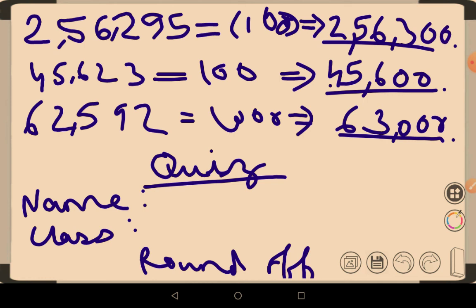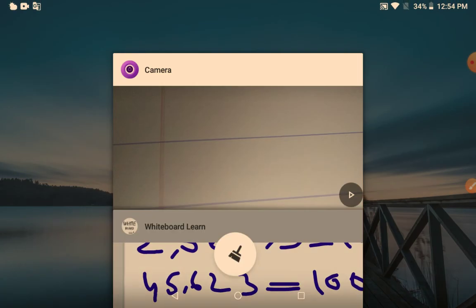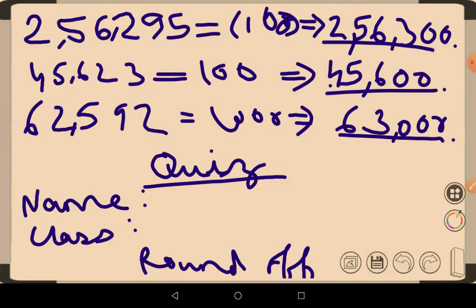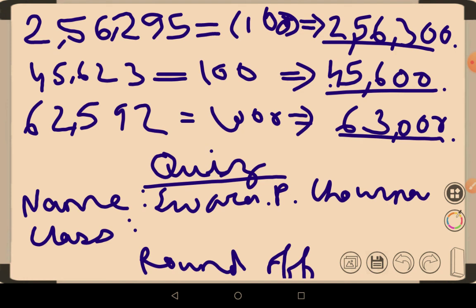Okay, so do it, write it, and I'm going to show you how to write the name. Like my name is Swara, I'm writing Swara P. What's your name? You write it. My class is 4th C. And write the school name also, so I can know which school you are from.